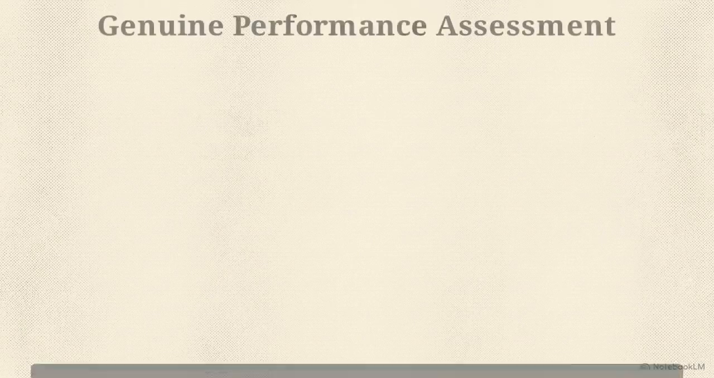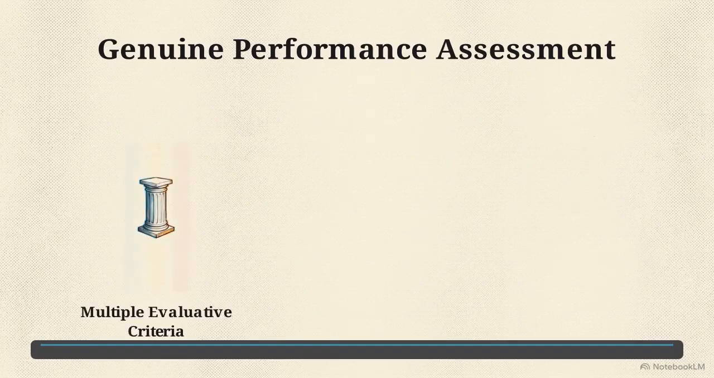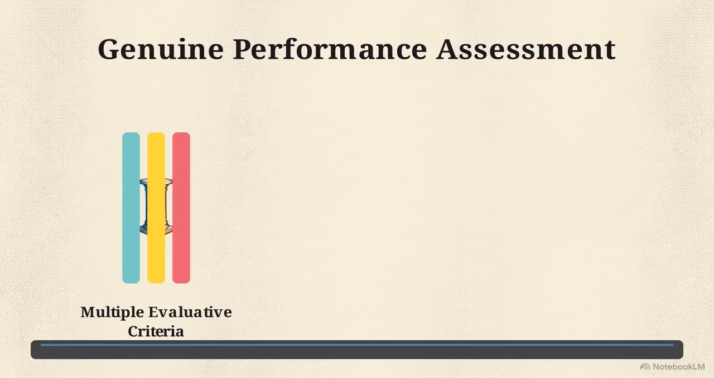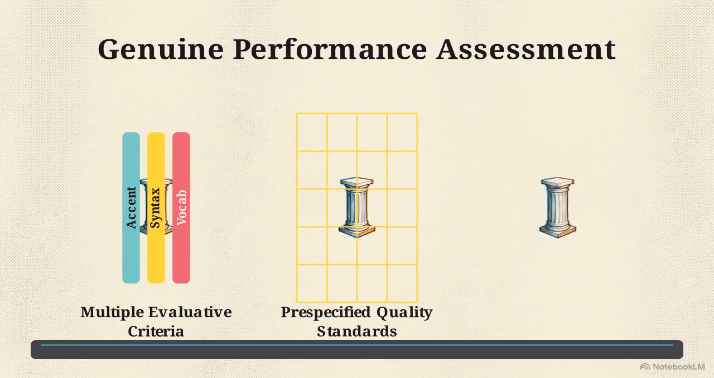True performance assessment requires 3 strict architectural pillars to function as a valid measurement scheme. The first pillar is multiple evaluative criteria. A student's output must be judged on several distinct vectors simultaneously, like accent, syntax, and vocabulary. The second pillar is pre-specified quality standards. The specific rules determining a successful performance must be explicitly defined in advance.